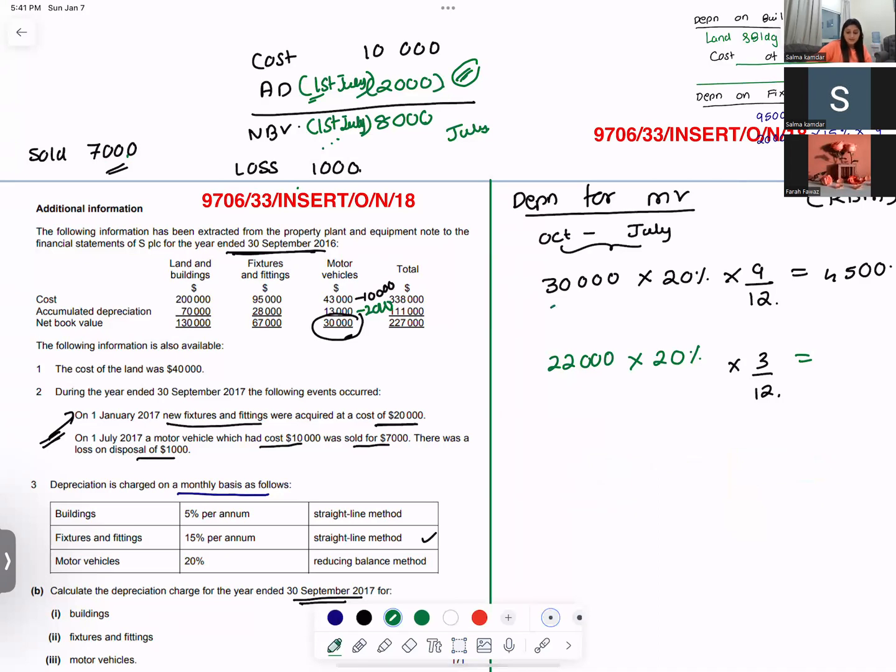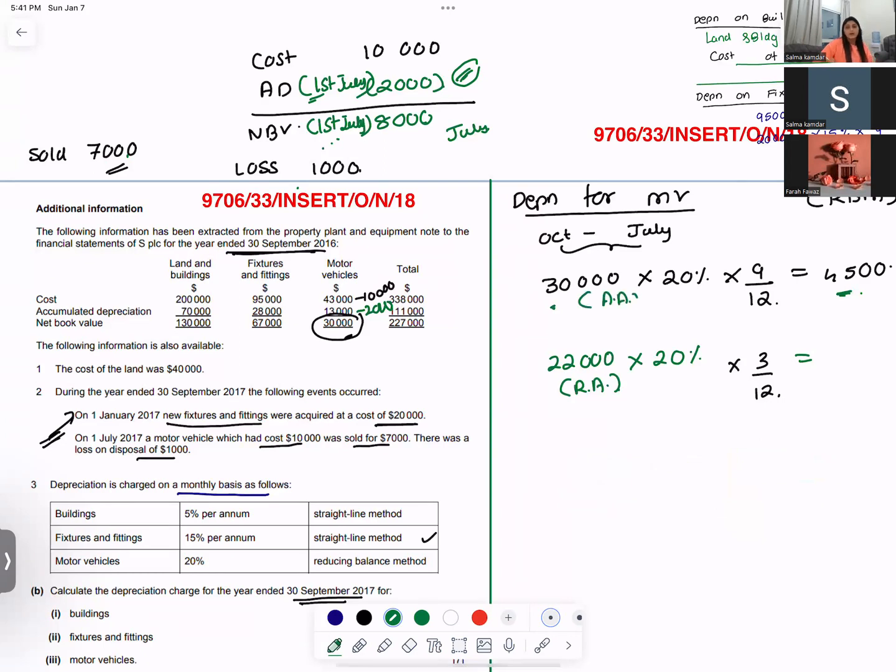Because the 30,000 net book value I use full year. So for 9 months, I'm charging for those assets. Remaining assets I've used only for 3 months. For 3 months, I will find the charge of the remaining assets. Are you with me?